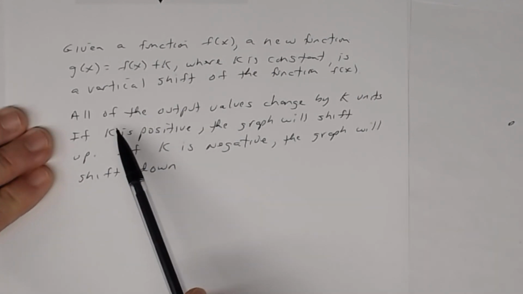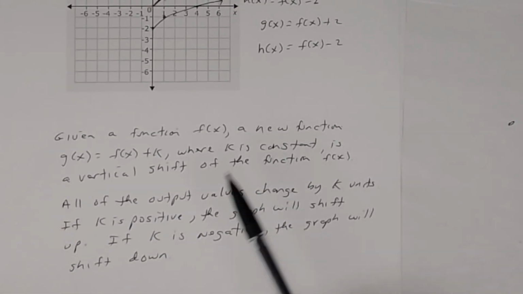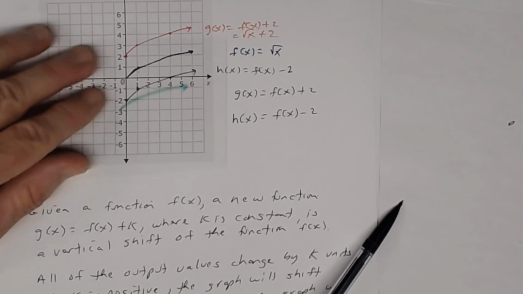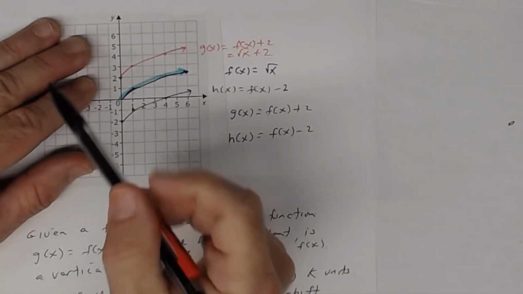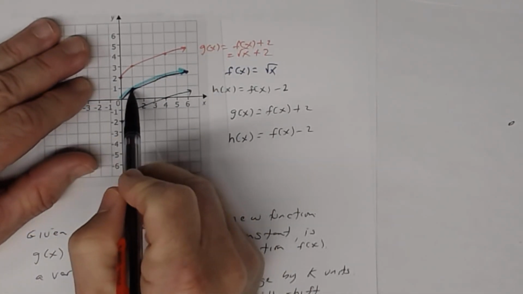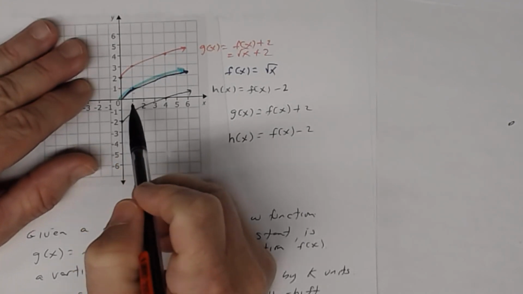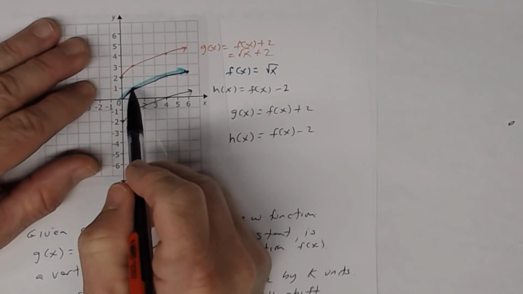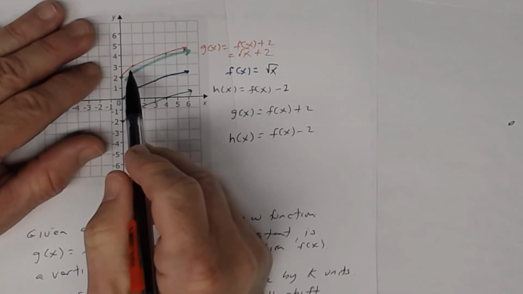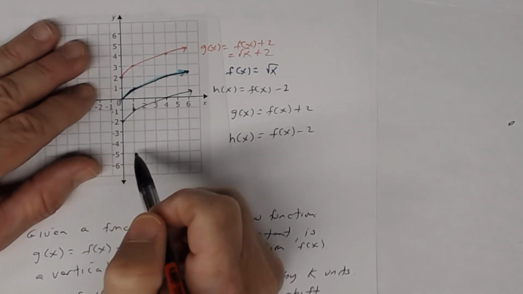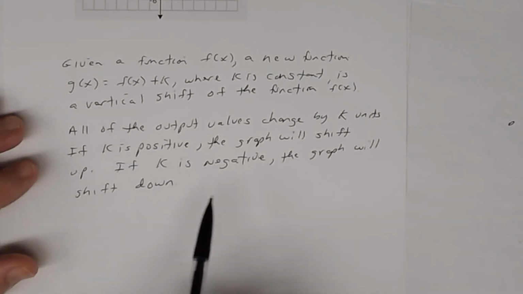So if you have a constant outside that function, that's going to be a vertical shift of the function f of x. So all the outputs, remember we talked about output. Output is that y value. So notice that when I shift it up or down, it is the y value that changes, right? So the output. All right, so the x values are called the inputs. So notice the x coordinates stayed the same. It was the y value that changed each time. Okay, so that's important to understand.